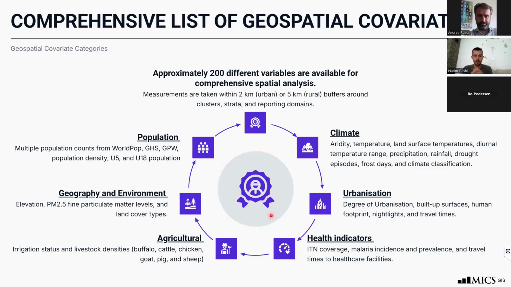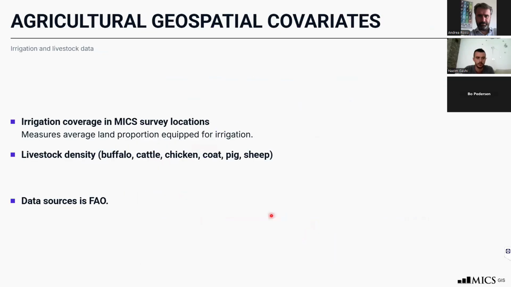We have 6 main topics on which we are calculating the covariates. These topics are listed here: the population, geography and environmental indicators, agriculture, climate, urbanization, and health indicators. I'll go one by one very briefly to mention what indicators we are calculating in these specific topics.